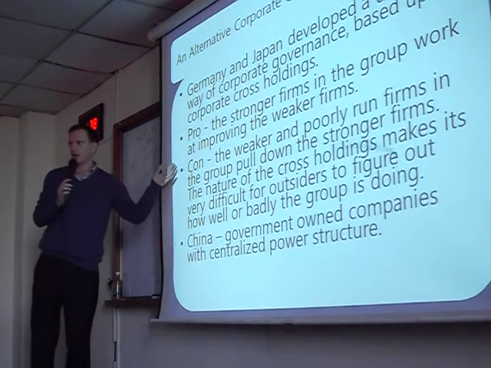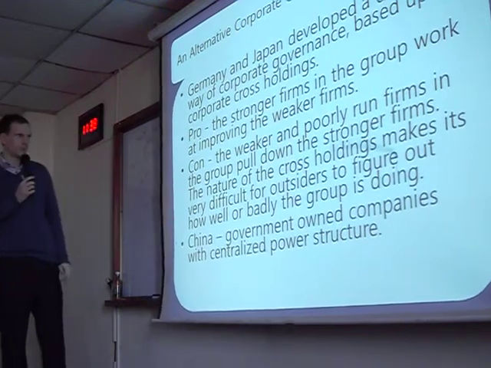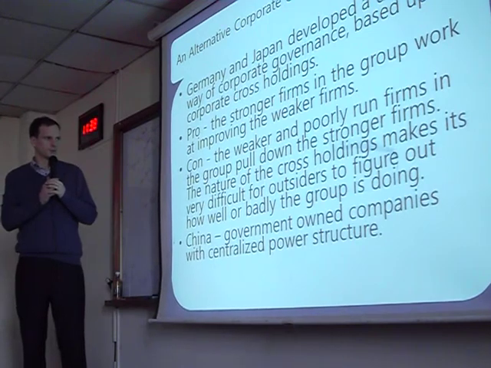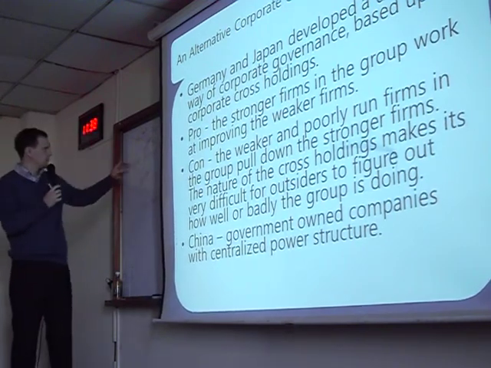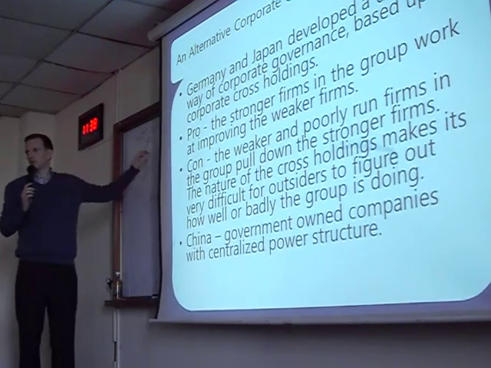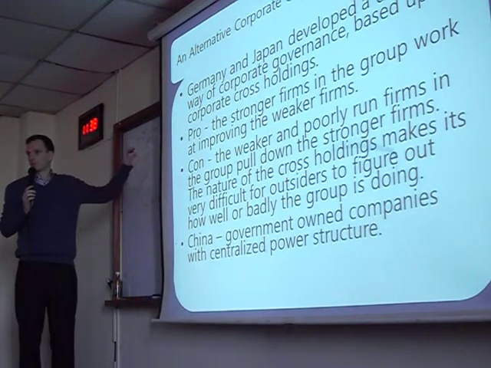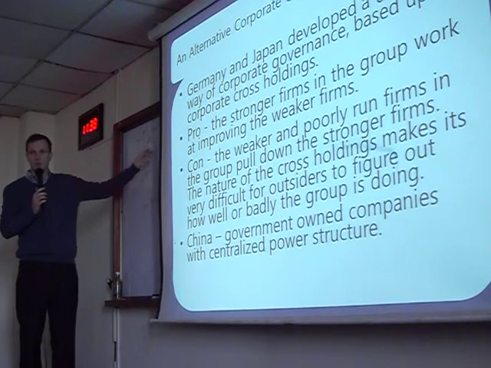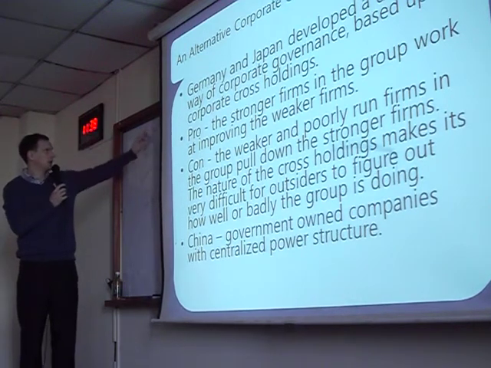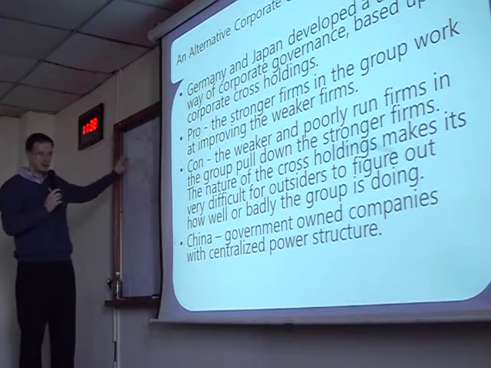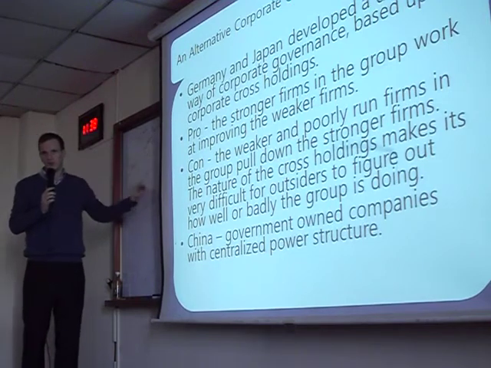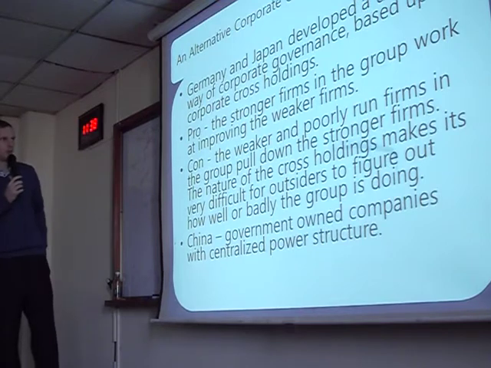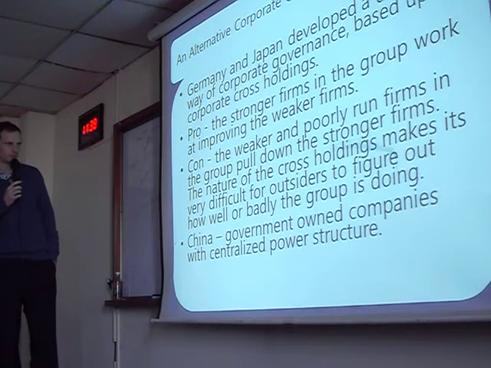But what is the disadvantage of this cross-holding system? The weaker and poorly run firms pull down the stronger firms. So let's say that BMW has a problem. It's not selling cars anymore. German cars are not popular anymore. Then what happens is the bank stock price goes down and the supplier stock price goes down. So if one person is weak, they can pull down the other people. That's the problem with this kind of system.